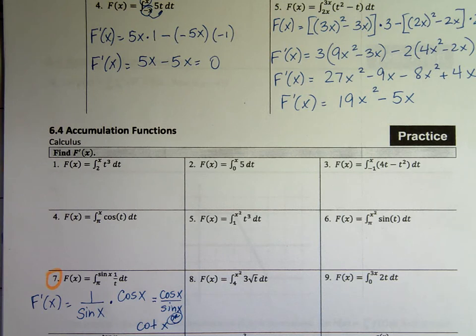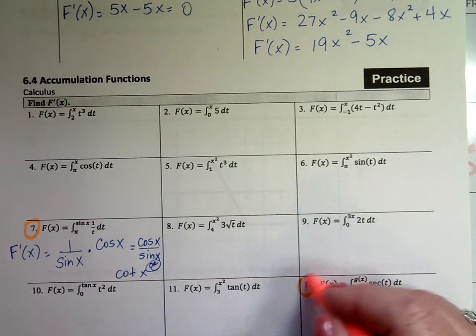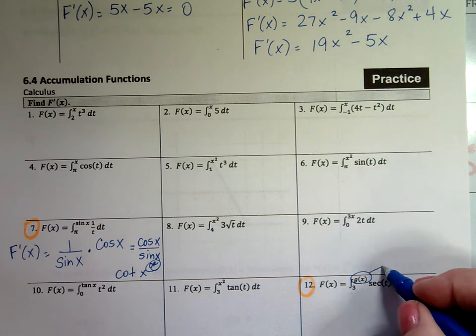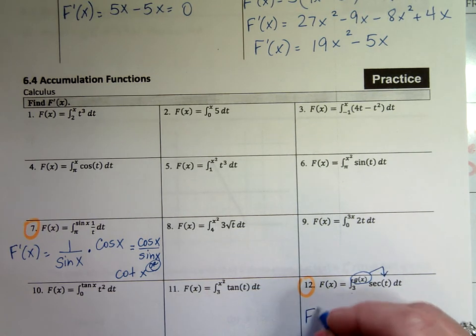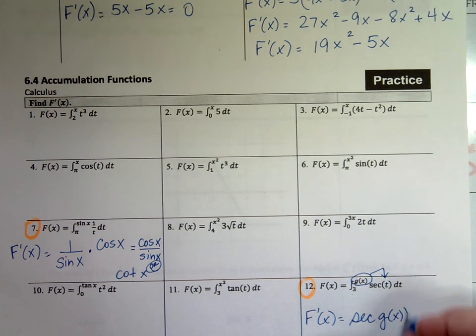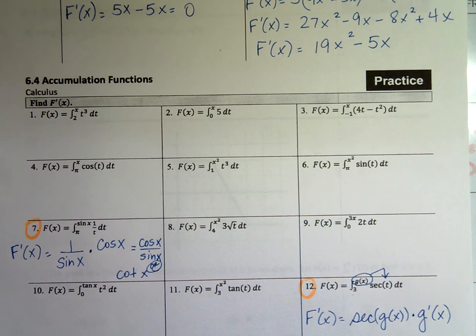All right, there aren't really any others that scare me that much on this side. Let me maybe do number 12. We'll look at 12. I'm taking what's on top because 3 is a constant and plugging it in for the t. That's going to be secant of g of x. Isn't that weird? But then I have to multiply that by the derivative of what that bound is, so times g prime of x. That's the best I got for that guy. He can't do any more.